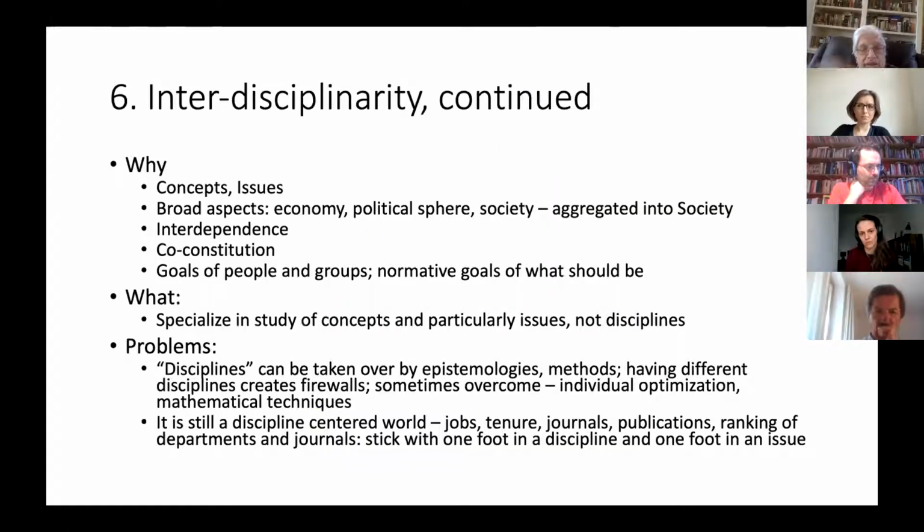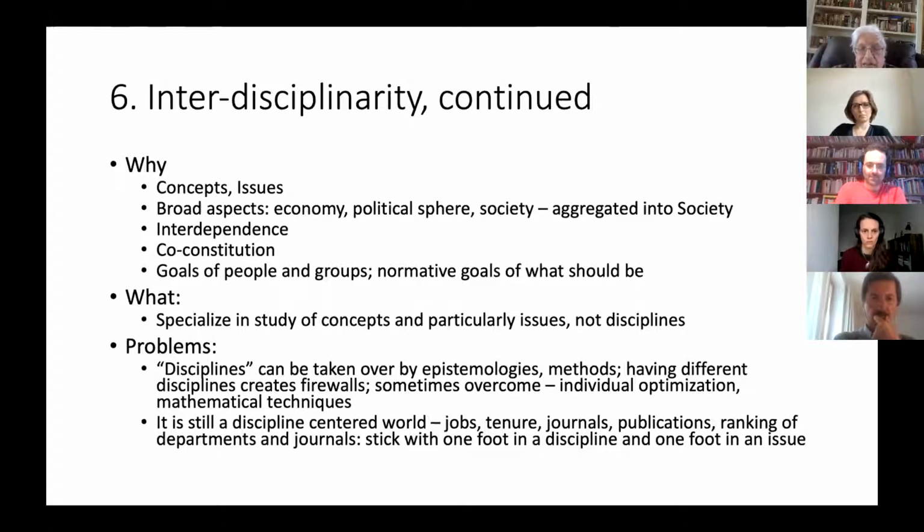Let me just say that the problem is that disciplines, or so-called disciplines today, involve concepts that are co-constituted, as I mentioned. So you cannot deal with them separately, or they are interdependent because they interact with each other. Finally, goals for people or groups or normative goals are not confined to one so-called discipline.